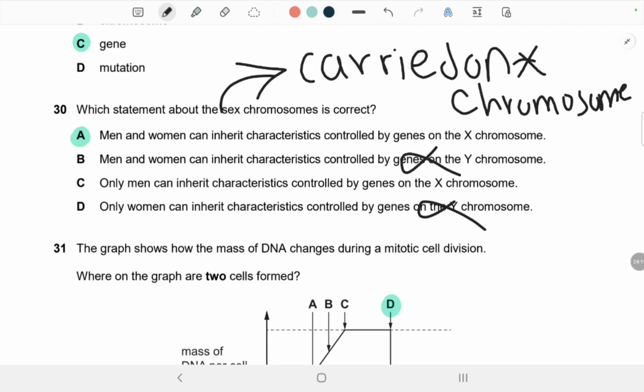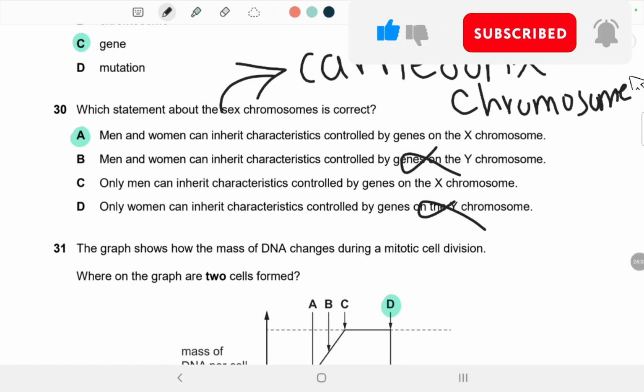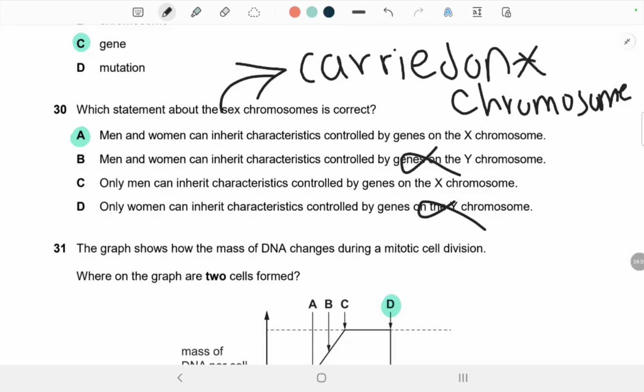Because, as you know, the sex-linked characteristics, or sex-linked diseases on the sex chromosome, affect both male and female. For example, there is a disease in A2 biology known as factor 8. Factor 8 hits boys and girls, men and women. It is carried on the X chromosome because it's a sex-linked disease. So this is the main idea of question number 30.